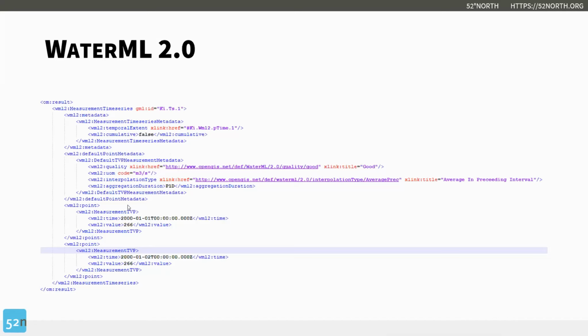And now the data itself is encoded in such time-value pairs. So in the end, we just have timestamps and a value, and that's a more compact representation of our time series instead of repeating all the common properties time and time again.